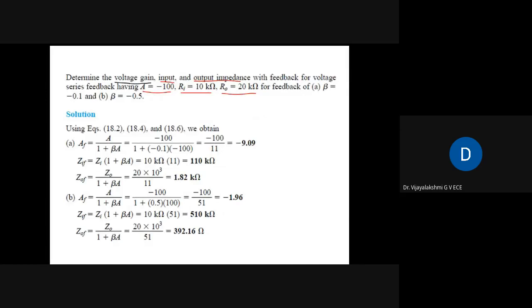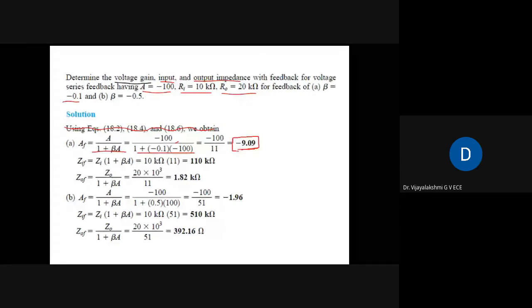So you all know gain with feedback is A by 1 plus A beta. I have taken the first case, that is when beta is equal to -0.1. Substitute A is -100, and 1 plus beta into A is 1 plus (-0.1) into (-100). So I get -100 by 11, which is -9.09. What was A earlier? -100. Now it is -9.09.